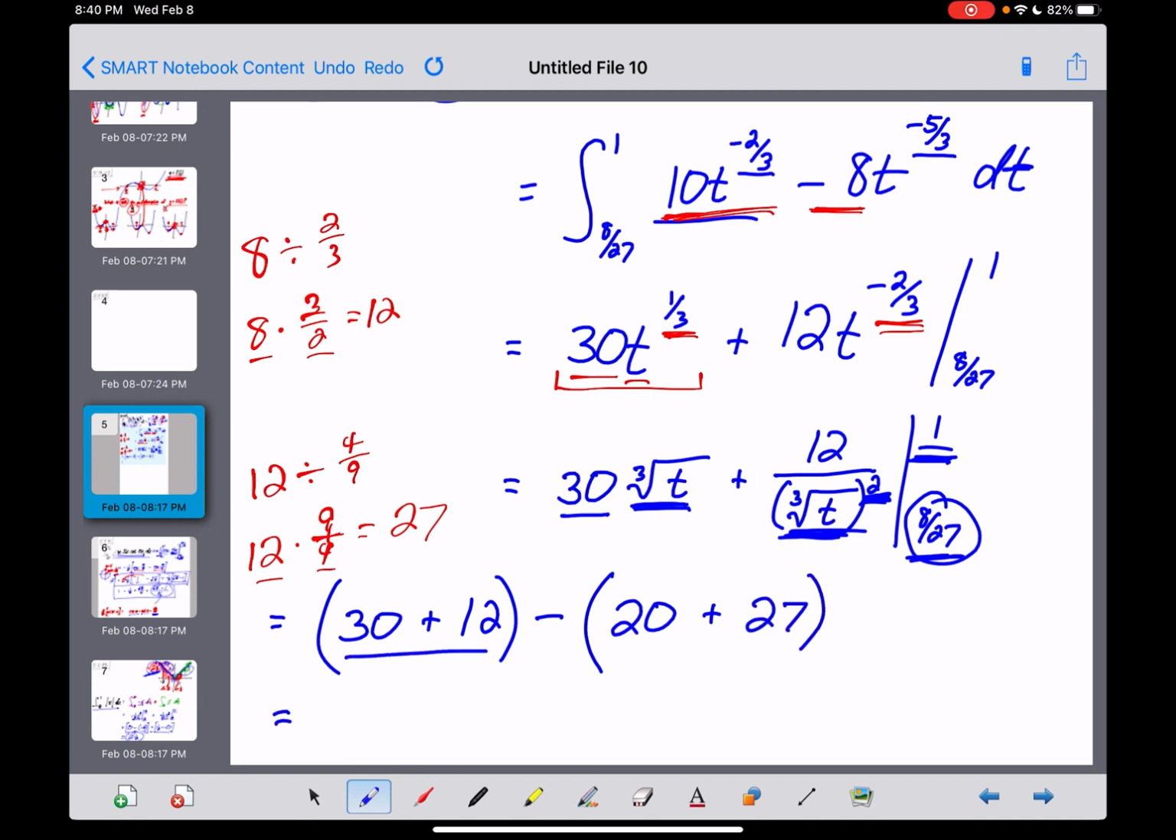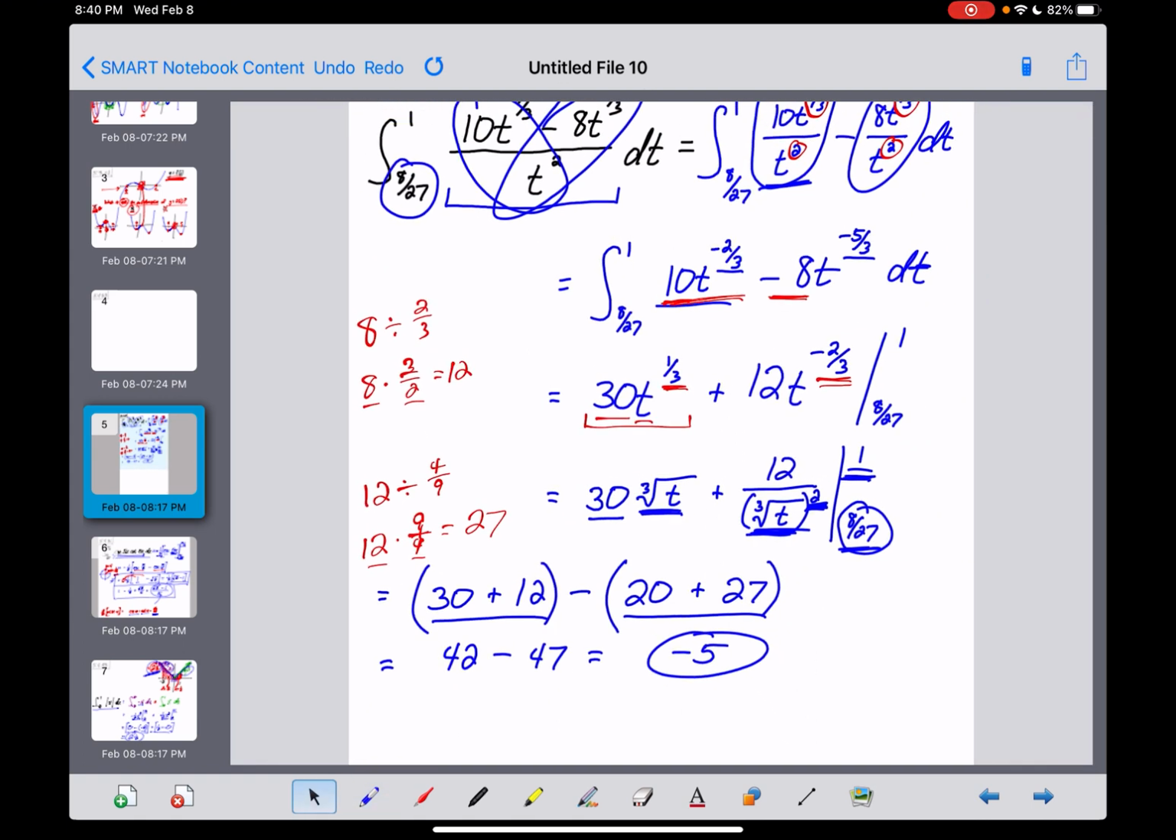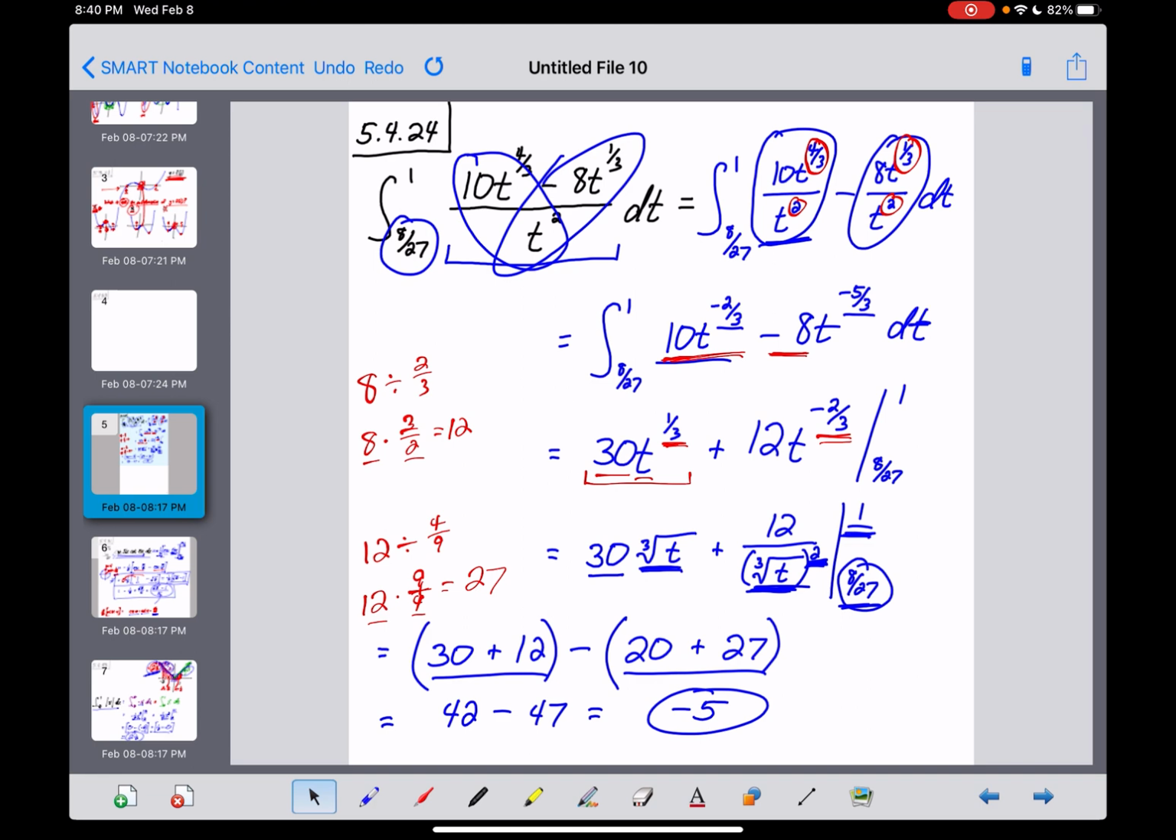So what do we have, guys? 30 plus 12 is 42, minus 20 plus 27 is 47, and 42 minus 47 looks like it's going to give us an answer here of -5. So a lot of work right there for problem number 24, but splitting everything up, we ended up with a relatively nice answer right there. Certainly could have been worse, of -5.